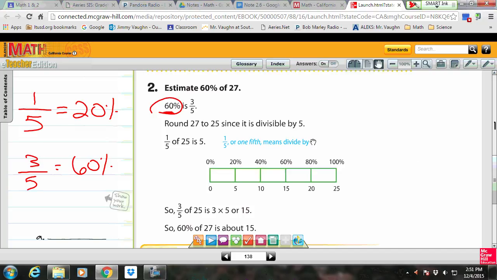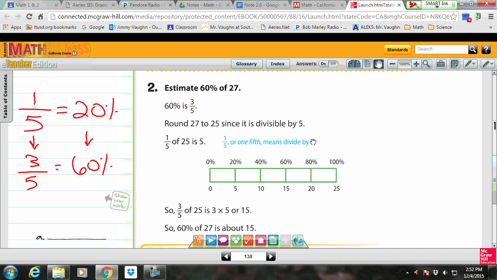So 60% is 3 times 20%. 1/5 is 20%, and 3/5 is 3 times 1/5. So that's what they have here. They have taken 60% is 3/5, and then what you're going to be doing is working with 1/5 of that. I'll get to that in a second.